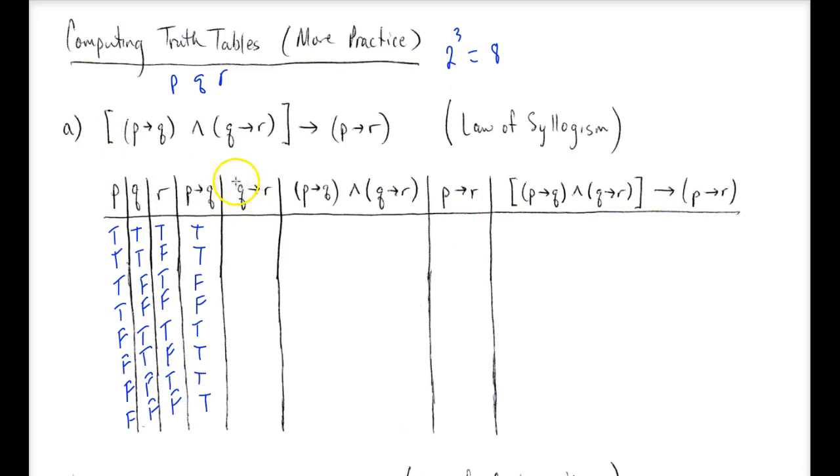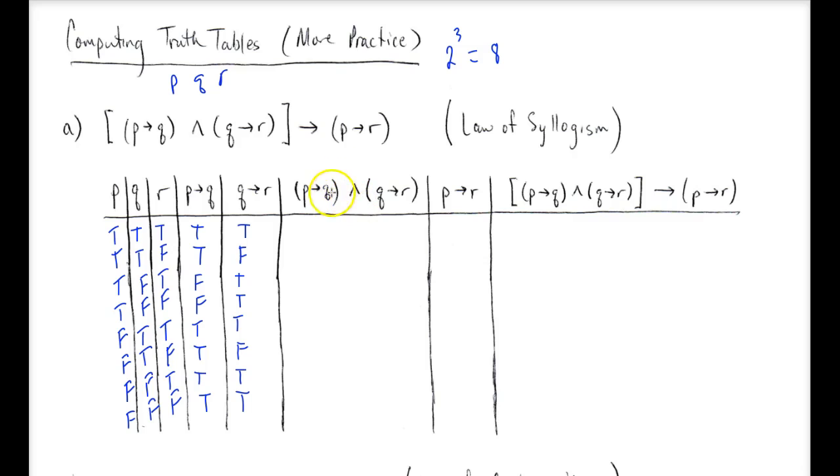Now, if we're going to do if Q then R, then we read these 2 columns. And so again, the only time that we're going to put false is if the first statement is true and the second statement is false. So we have true, then false, true, true, true, false, true, true.